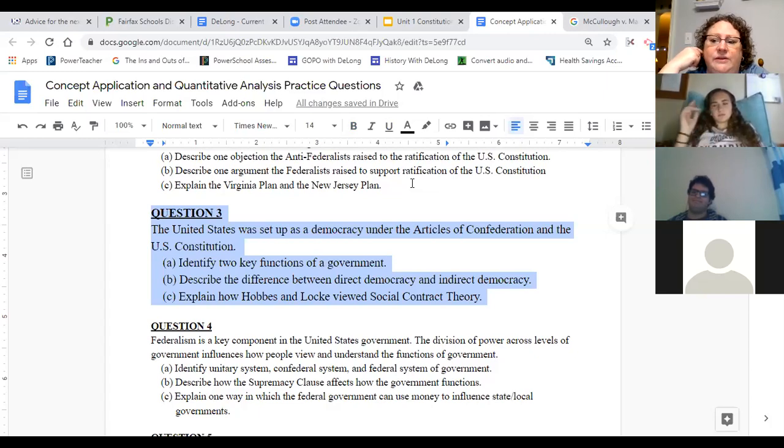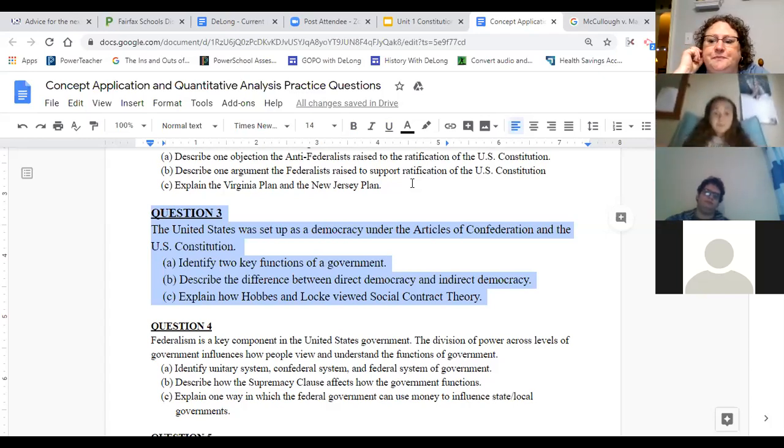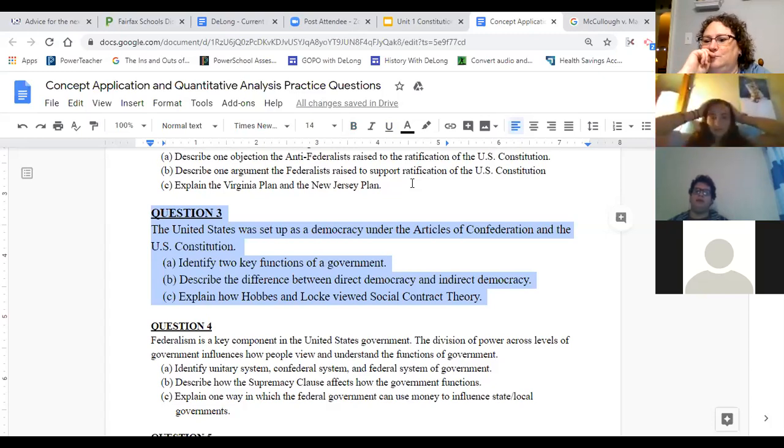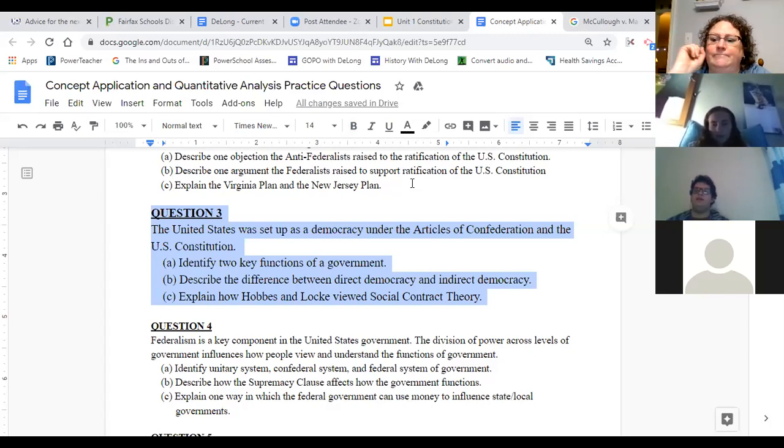What about to make laws? To keep order, make policy? Any of those? Okay. What's the difference between a direct and an indirect democracy? Doesn't that have to do with like the method of voting and stuff? So like a direct democracy, people vote for stuff, whereas for an indirect democracy, we elect representatives to decide for us.